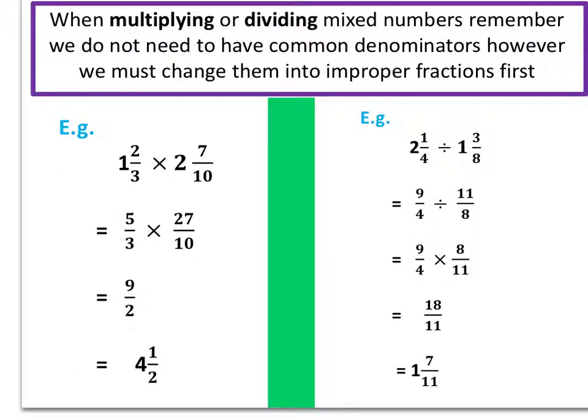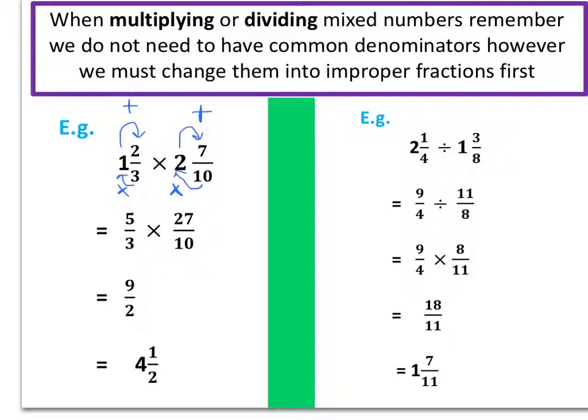Okay, here we have two more examples. We have a multiplication and a division. So we have to remember that when multiplying or dividing mixed numbers, we don't have to have the common denominator. However, we do still have the same first step, which is changing it into an improper fraction. So we start off the same way that we did in the previous example. 3 times 1 plus 2 gives us 5 over 3, and 10 times 2 plus 7 gives us 27.